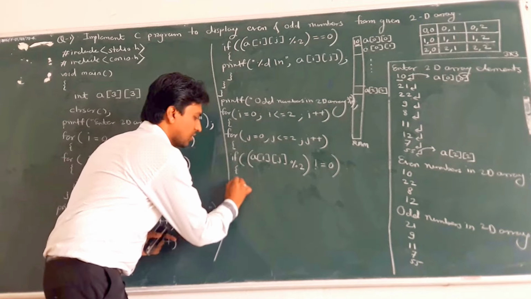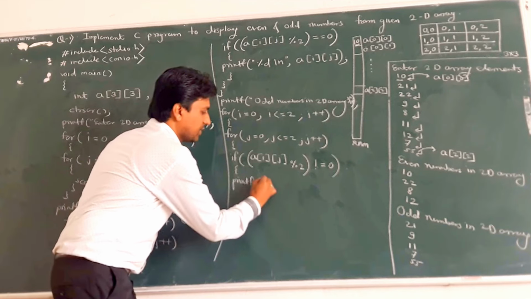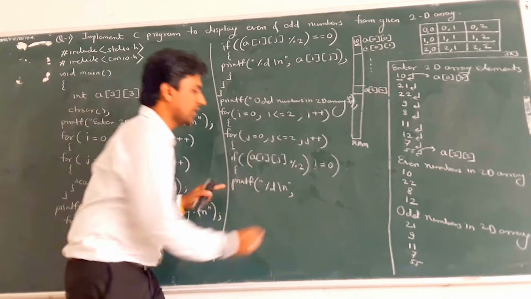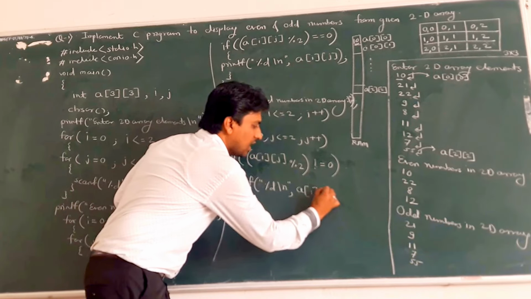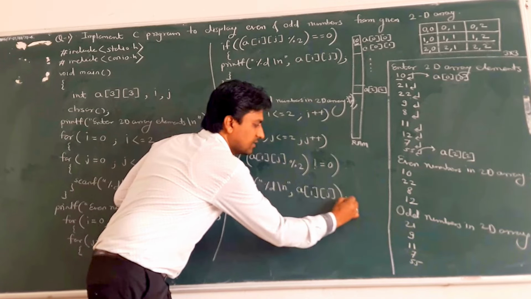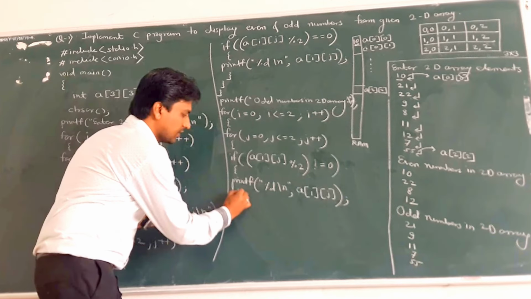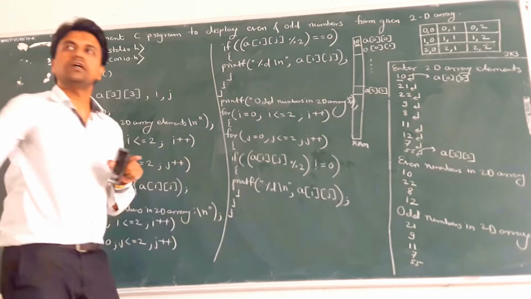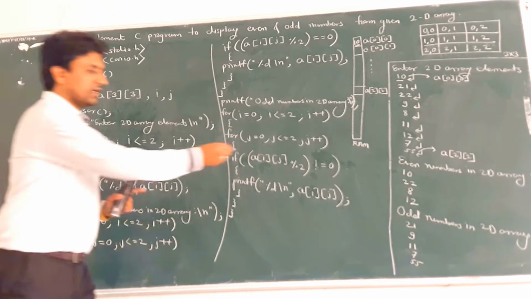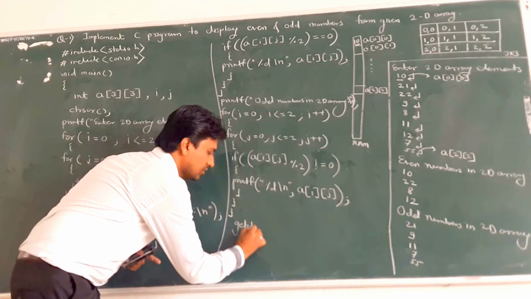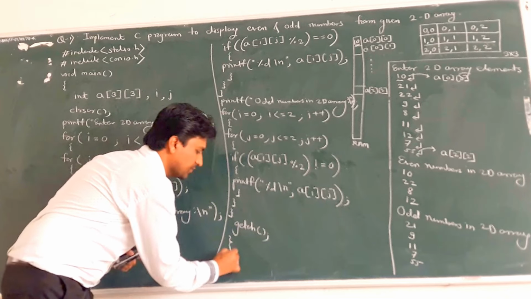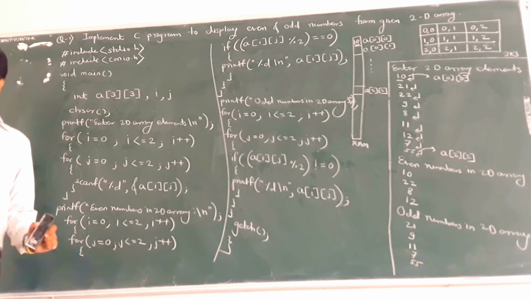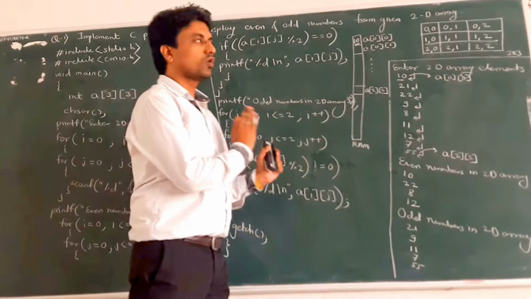So print that odd number using the printf statement, printf %d slash n in double quotes, complete, comma a of i j. Complete the printf statement, complete the if, complete the inner for loop, complete the outer for loop. Okay, and last is getch, that is the main function complete, and complete the curly bracket of the main function. Okay, so this is all about the code part.